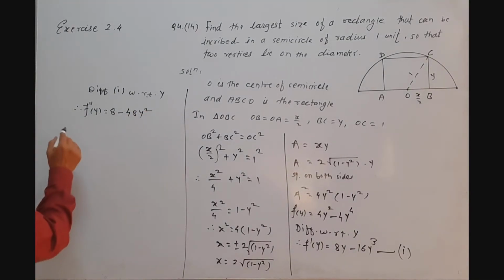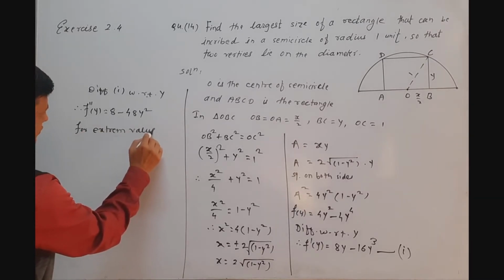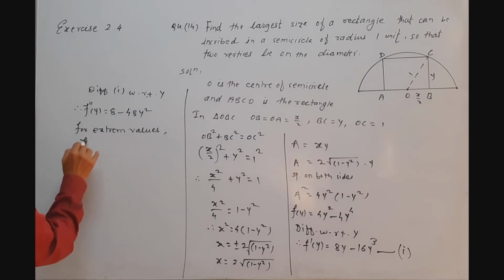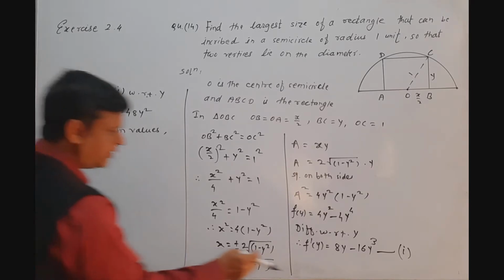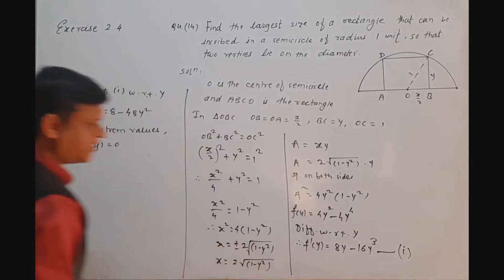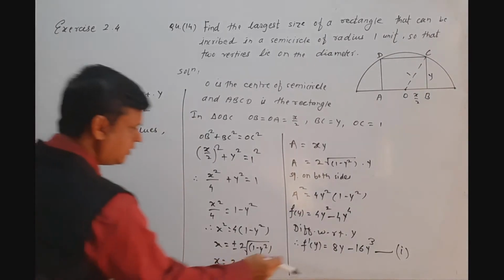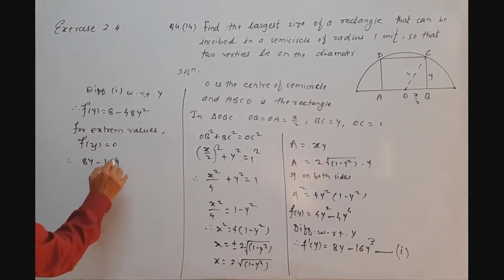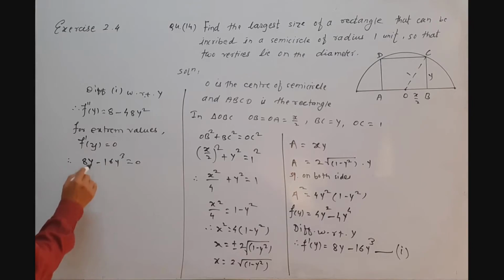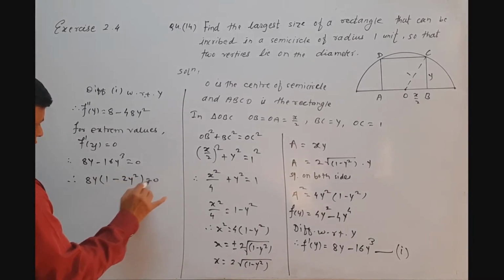So for extreme values, we equate f dash of y equal to 0. Therefore this 8y minus 16y cube equals 0. Therefore we take 8y common. So in bracket, 1 minus 2y square is equal to 0.